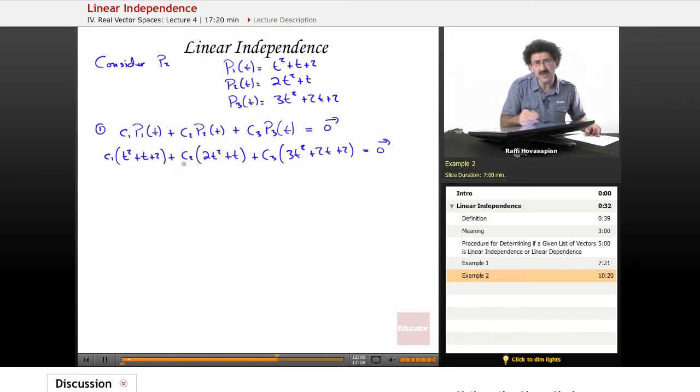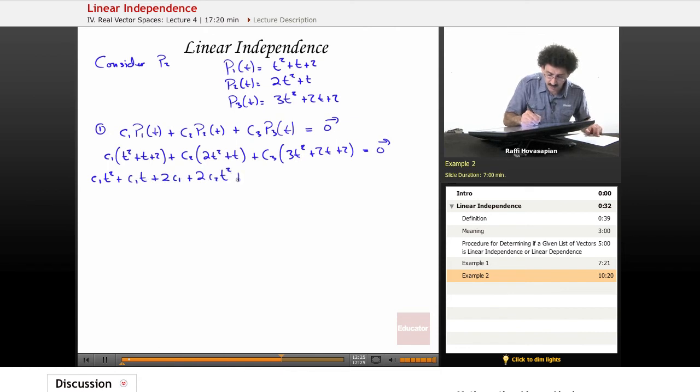Now this one I'm going to do explicitly. There's no particular reason why, I just decided that it would be nice to do this one explicitly. So I have c1t squared plus c1t plus 2c1 plus 2c2t squared plus c2t plus 3c3t squared plus 2c3t plus 2c3 equals 0.